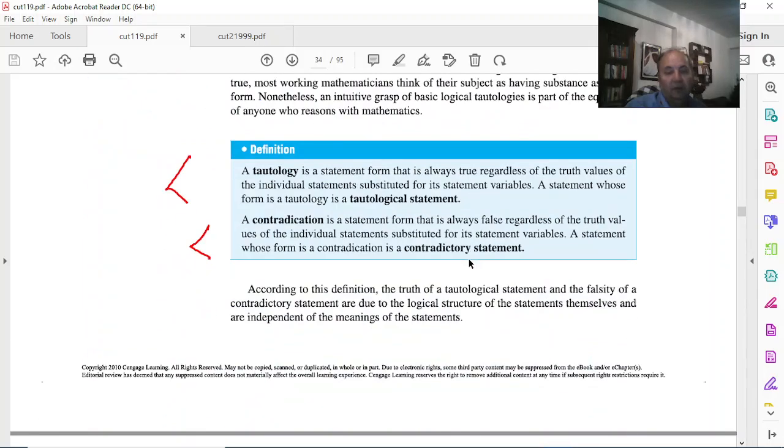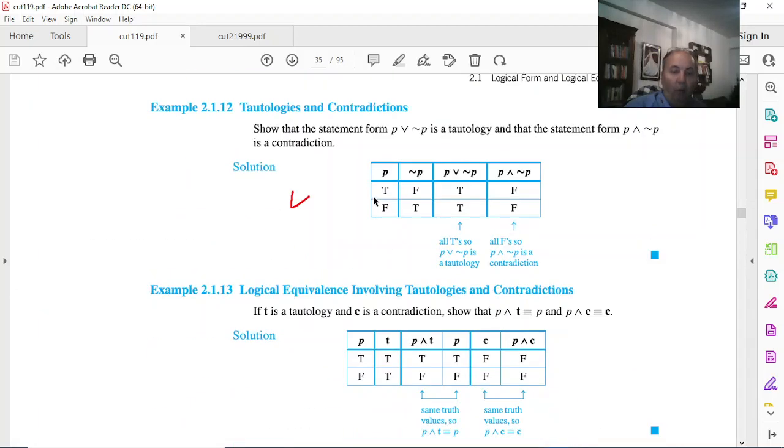Tautology is very well known in logic. It means that in the truth table, every entry in the output is true. Vice versa, contradiction is when every value in the output column is false. This is contradiction and tautology. For example, this one is a tautology and this one is a contradiction.